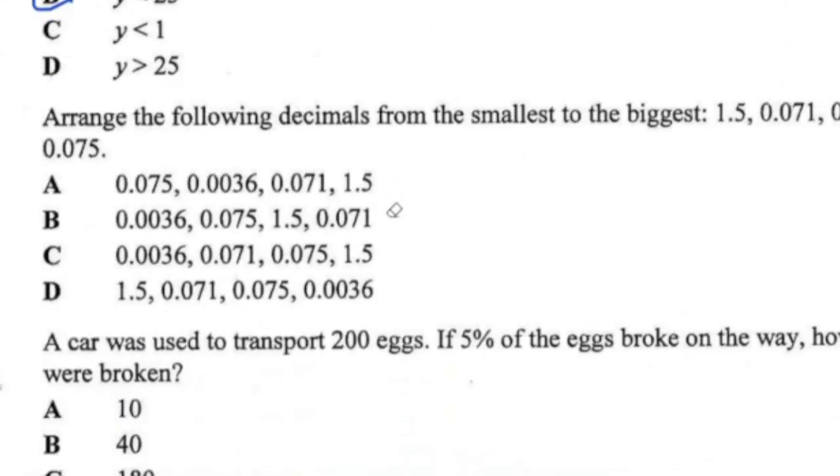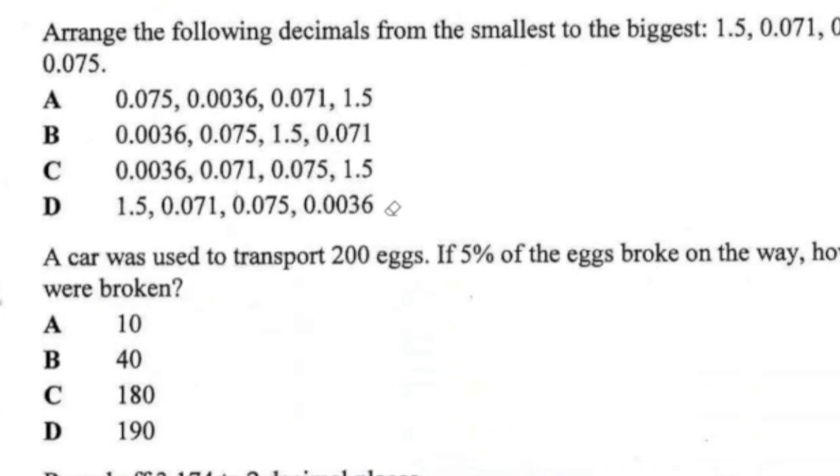All right, we go to question number 45, which is arrange the following decimals from smallest to the biggest. We have got this 1.5, 0. and this. We are starting from the smallest. Which one is the smallest among these? We start with this one. So either A or B or C is correct. Then from there we have got this 75, and there it is 71. Then this followed by this. So C is correct.